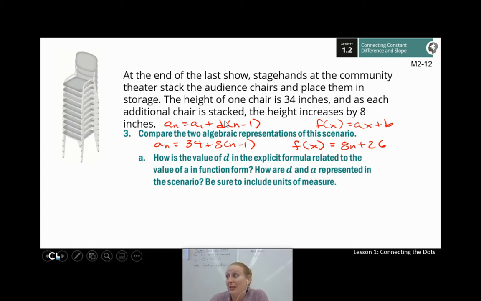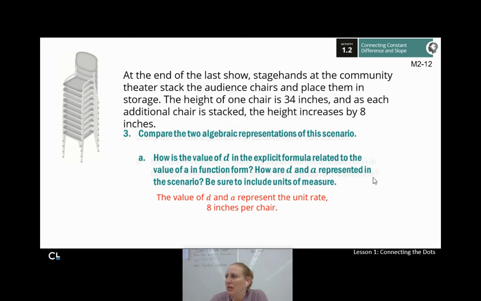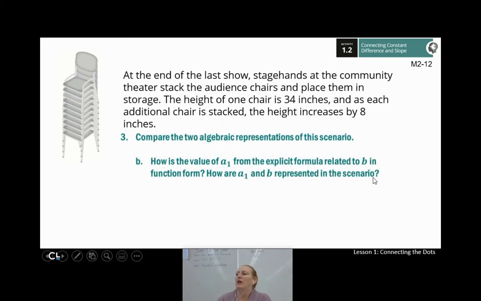Well, I don't know about you, but I noticed that my common difference was 8, and I noticed that a, my slope, was also 8. They're the same. The value of d and a are representing the unit rate, 8 inches per chair, right? And they're both 8. Keeping these in mind, be warned, I'm going to go to the next page and these are going to disappear. Can you now compare your a sub 1 in your explicit formula and your b in function form? Can you compare the two?